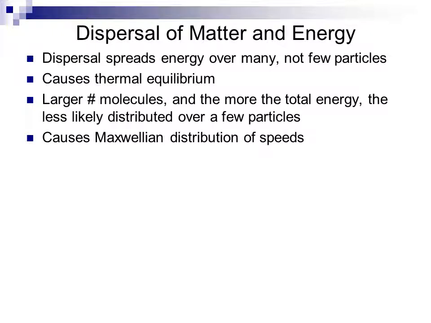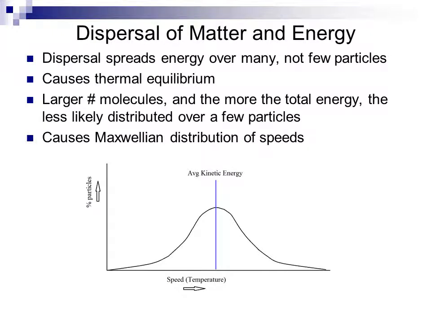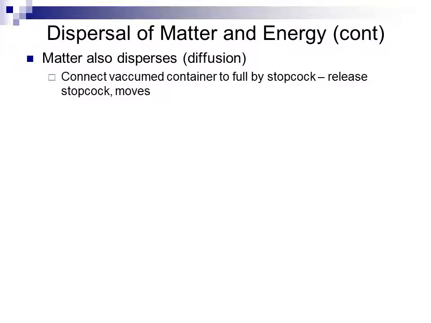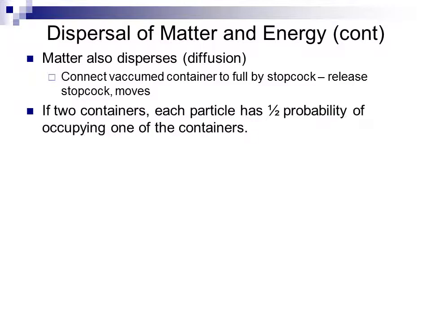This causes what we call a Maxwellian distribution of speeds, where if we look at the percentage of particles in a particular configuration against the overall speed or temperature, the system forms something of a bell curve centered around the average kinetic energy or the average temperature of the system. Now, matter will also disperse as well as energy, and this occurs through a process called diffusion. If I had two containers connected together by a stopcock, where one was full and the other was completely vacuumed empty so that there was nothing in it, and I release the stopcock, the gas in the full container would move into the empty container until both containers had an equal amount of substance.